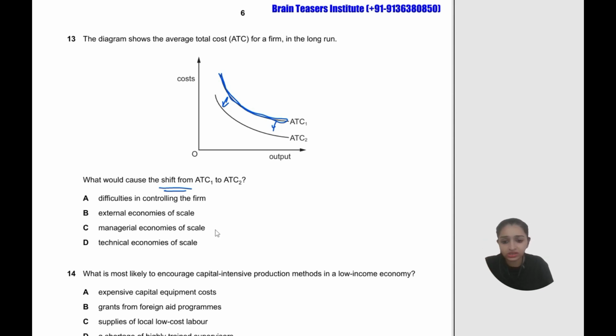So here let's look at this. I can clearly see option B. See, difficulties in controlling the firm, managerial economies of scale, and technical economies of scale. All these three factors are internal economies of scale that the business can enjoy. But external economies of scale is option B. Straight away, I'm marking that.